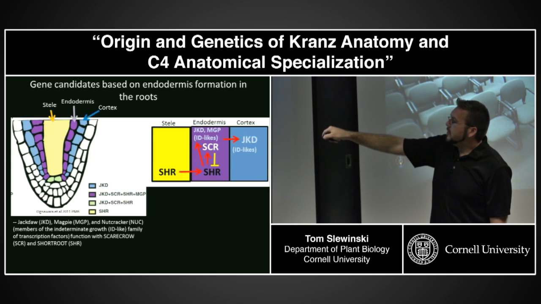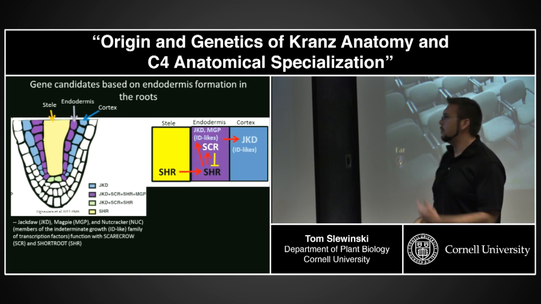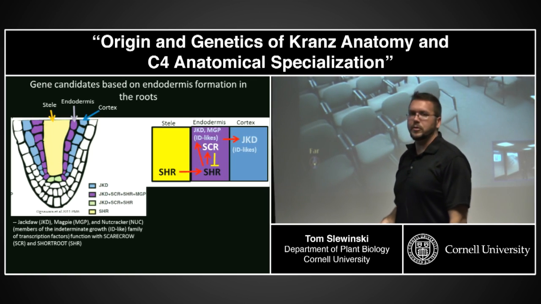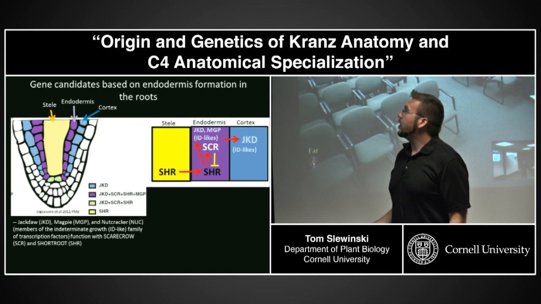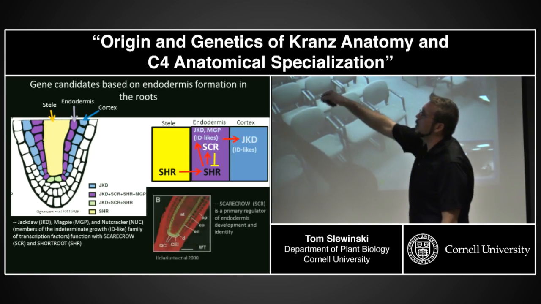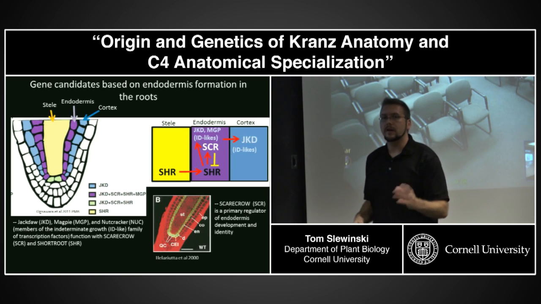Now, in Arabidopsis, you call them jackdaw, magpie, and nutcracker, but they're all members of the indeterminate growth family that was originally cloned from maize. And these function with scarecrow and short root to establish these cell types. So this is where I started. And the first gene I wanted to work on was scarecrow, because it defines the endodermis and defines that one cell layer.